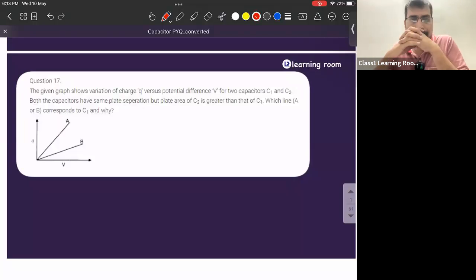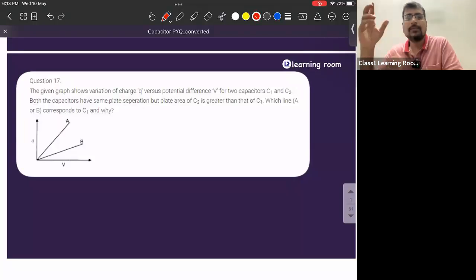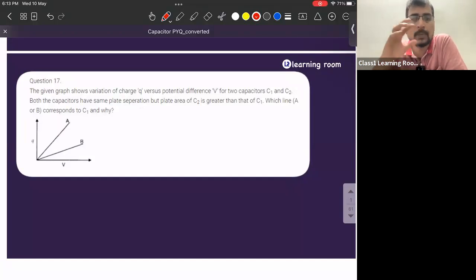So look at this question. The given graph shows variation of charge Q versus potential difference for two capacitors C1 and C2. Both the capacitors have the same plate separation, but the plate area of C2 is greater than that of C1. Which line A or B corresponds to C1 and why?